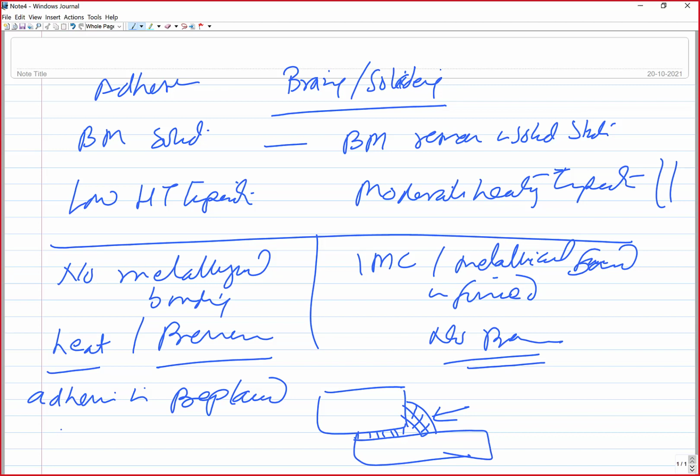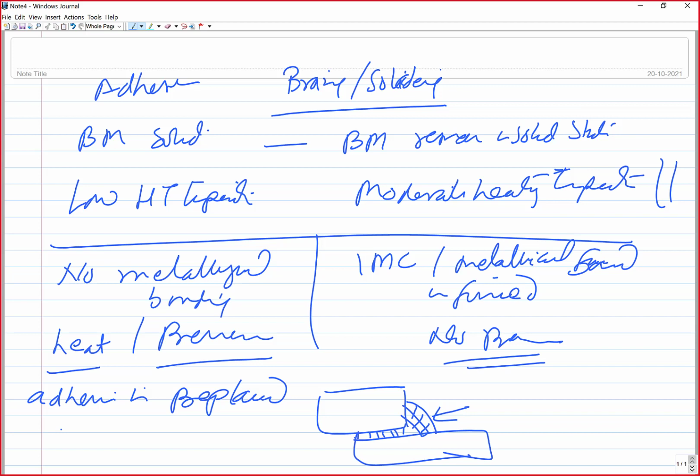Okay, this is just for a better understanding of the comparison between adhesive joining and brazing and soldering. In both cases there is no fusion or melting. Adhesive is a low heat input process, while brazing and soldering is a moderate temperature process where somewhat higher heating is performed to develop the joint. There is no metallurgical bonding in adhesive joining, while in the other case a metallurgical bond is formed through IMC formation at both the braze or solder joint and the substrate interfaces.